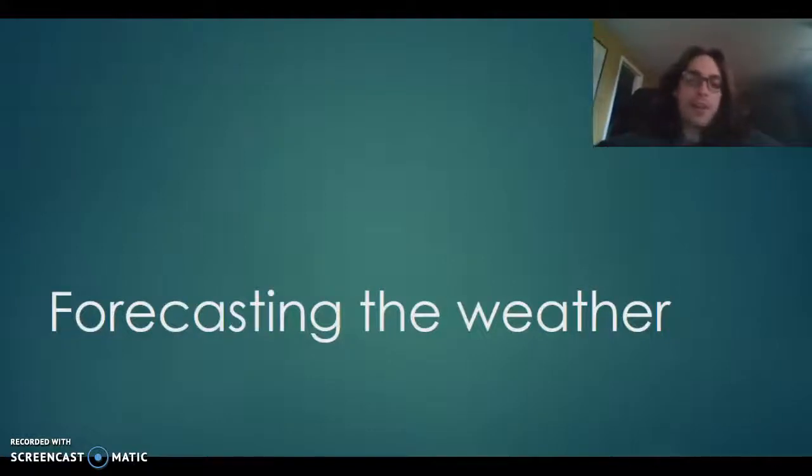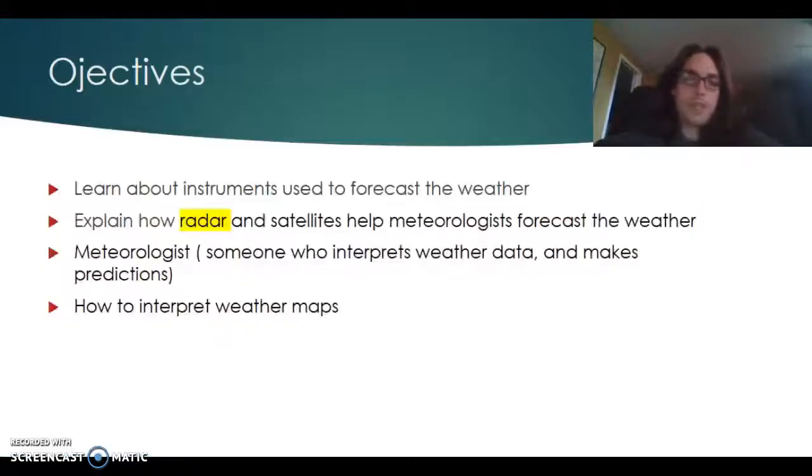Hello, today we're going to be talking about forecasting the weather. So the objectives for this unit are going to be to learn about instruments used in forecasting the weather. We're going to explain how radars and satellites help meteorologists forecast the weather.